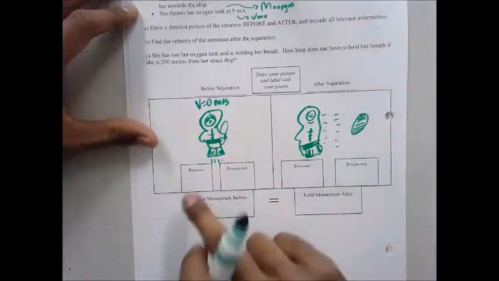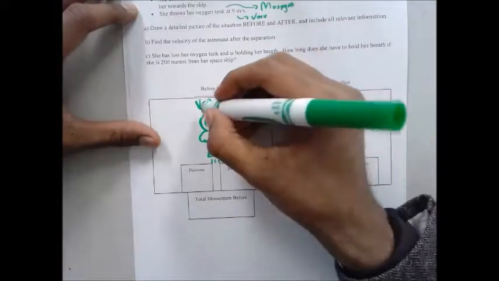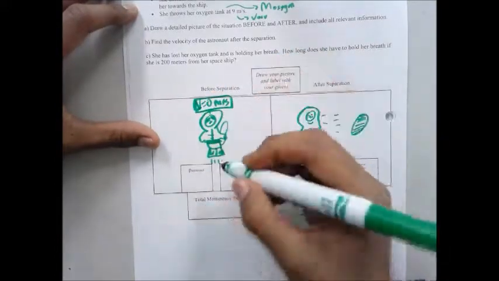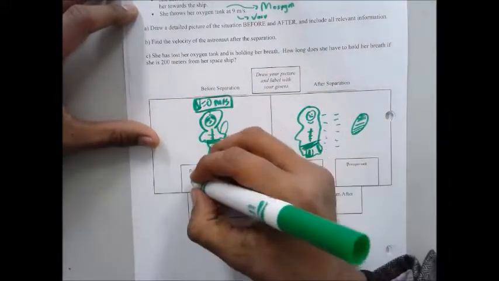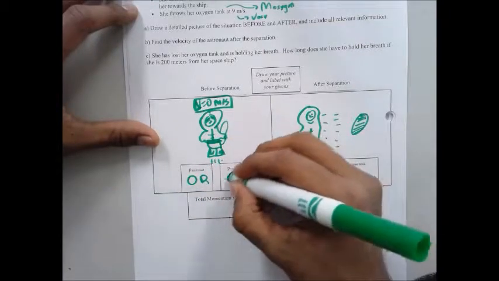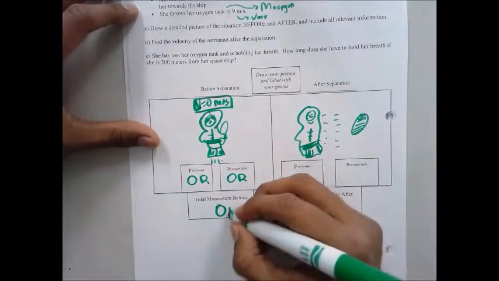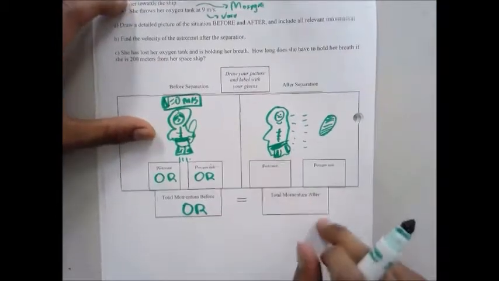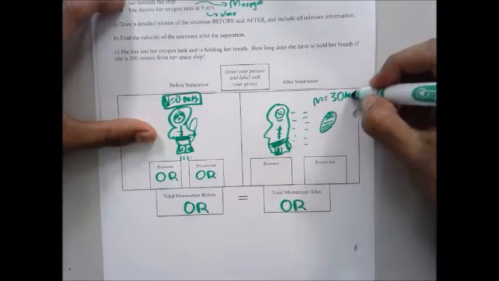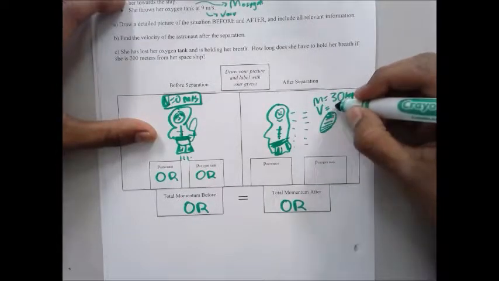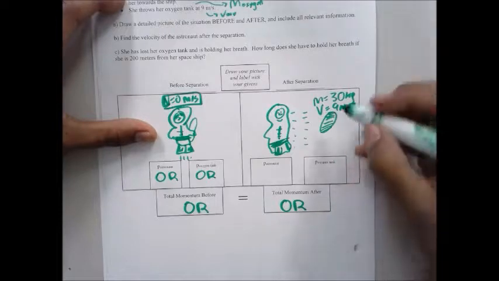Alright, anyway. Because the astronaut as well as the oxygen tank are both at rest in the beginning, the momentum for the astronaut is 0 and the momentum for the oxygen tank is 0. Therefore, the total momentum before is 0. Now, the total momentum afterwards has to be equal to the total momentum before. The oxygen tank has a mass of 30 kilograms and a velocity of 9 meters per second, so P equals M times V tells us that the momentum of the oxygen tank is going to be 270.